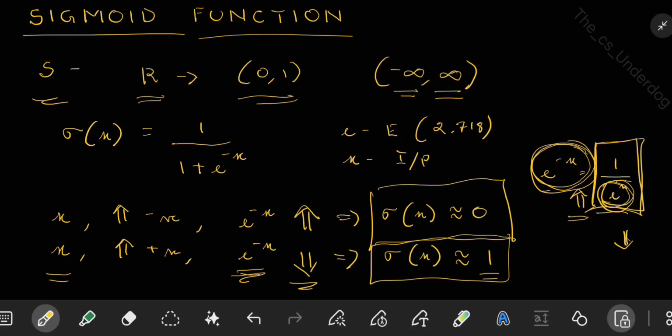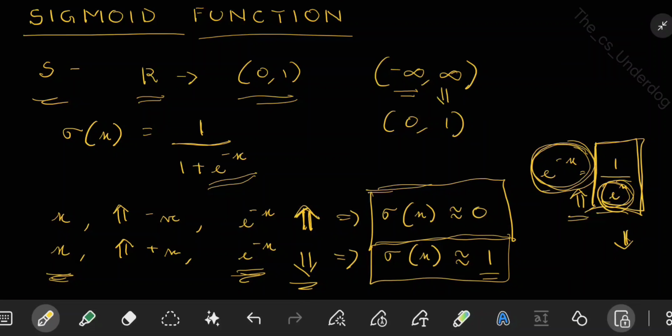Why is this nearly equal to 0? Because this time your e power minus x value will be very large. Very large means it is almost infinity. So then your 1 by 1 plus e power minus x will be almost 0. So this is how the sigmoid function takes values from 0 to 1. So what did you understand now? Whenever x is very large, almost infinity, the sigmoid function will approach 1, and whenever x is very small, minus infinity, the sigmoid function will approach 0. This is the first thing you have to understand.